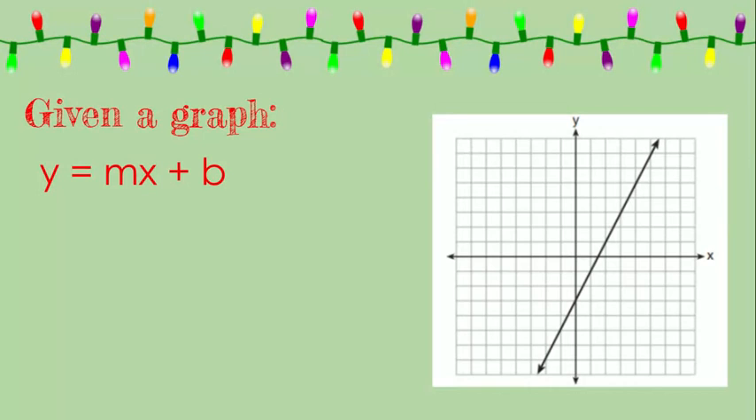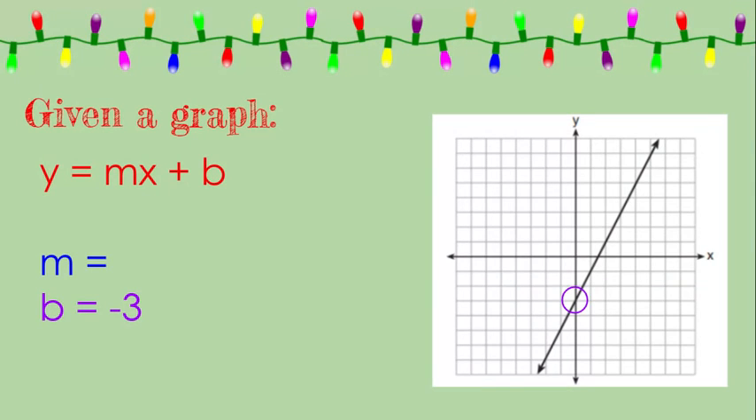So remember, b is y-intercept. So I'm going to look at the graph, find where the graph crosses the y-axis, which is right there. And then I'm going to count down to see what number that is. It goes down 3, so our y-intercept is -3. That's where it crosses the y-axis.